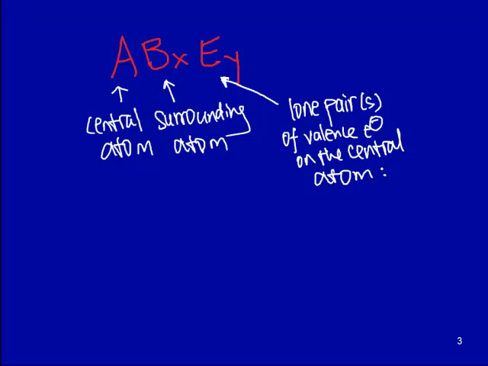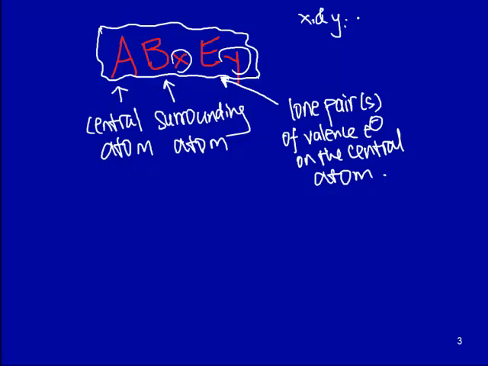Okay, so this is a bookkeeping approach, and this is called ABxEy, and the x and the y are subscripts. Those indicate how many B and how many E the structure has.